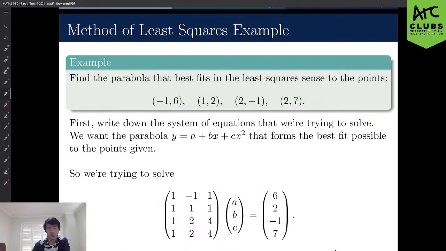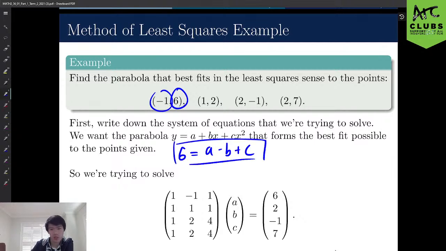So first of all, write down the system of equations we're trying to solve. Right, so this is y and this is x, which means that we should have 6 = a - b + c. That's our first one. We do that for all our points, so we get 2 down here, -1 down here, and 7 down here.